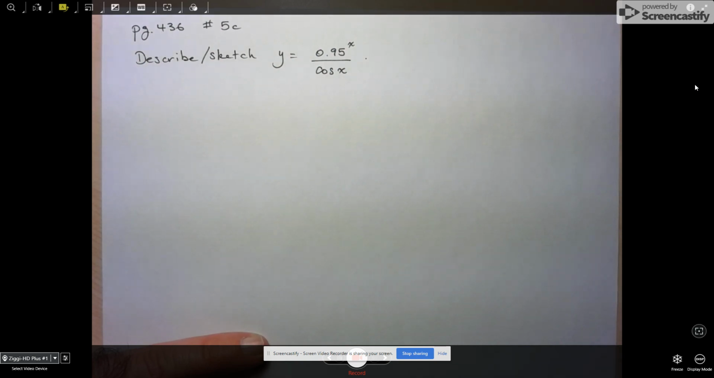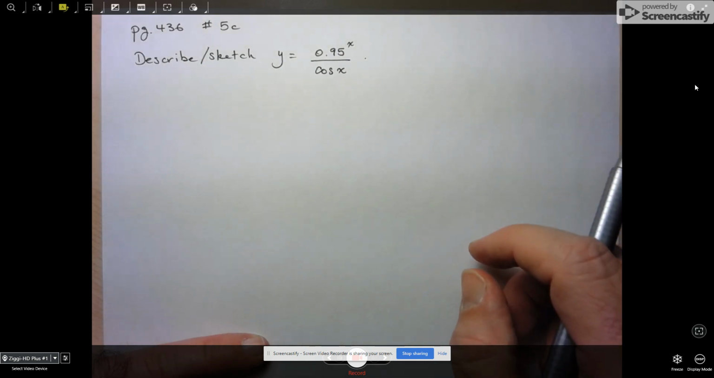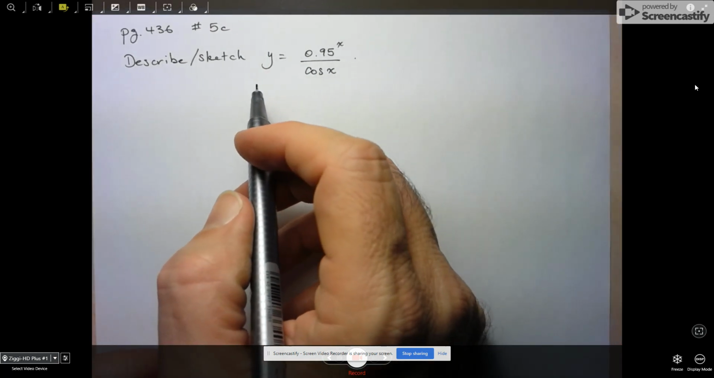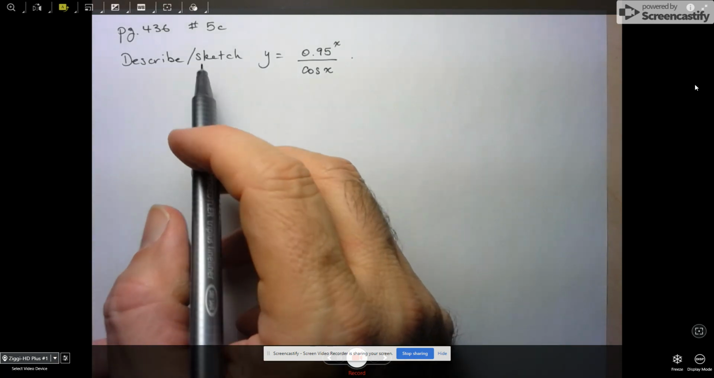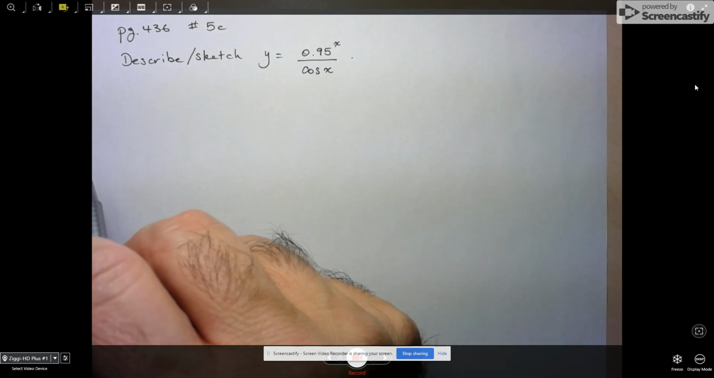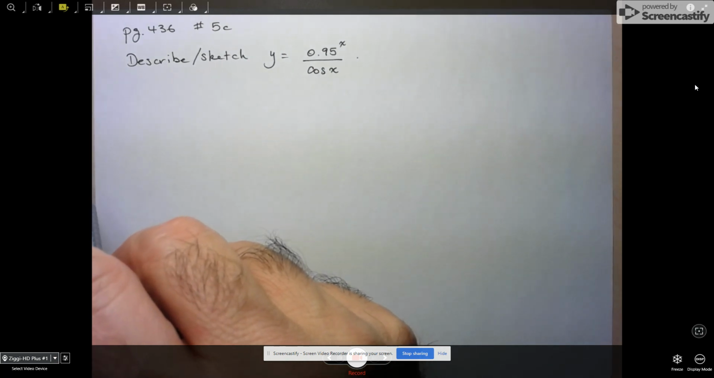Hi folks, we're going to take a look at page 436, number 5, and I'm going to pick one of the combinations that's given, which is u being cos x and v being 0.95 to the x, and I'm going to pick the third one, which is v over u, so this function here. And what I'm going to do is try to describe the function, because in trying to describe it, hopefully I'll be able to get enough information to draw a sketch of the graph.